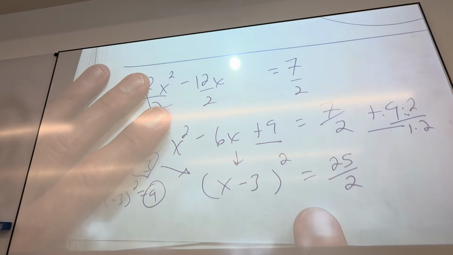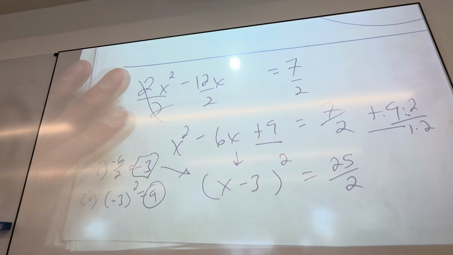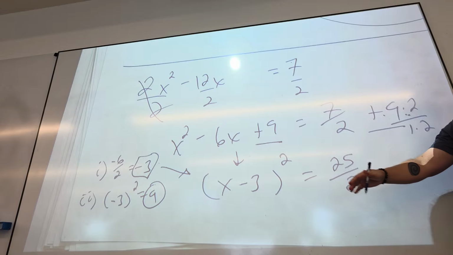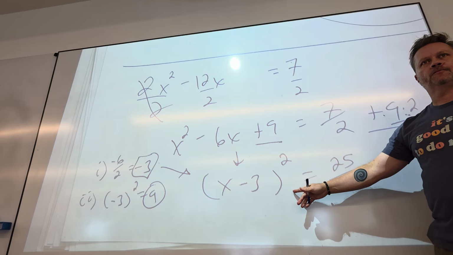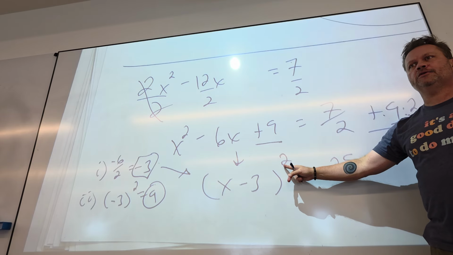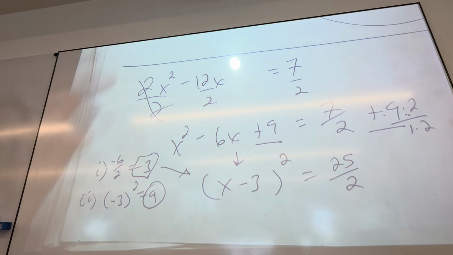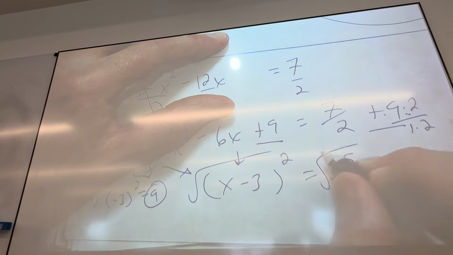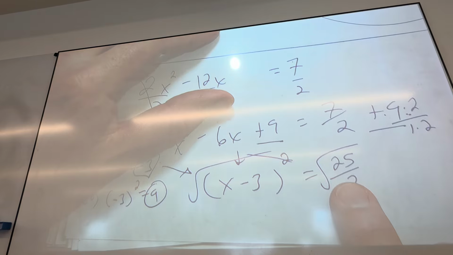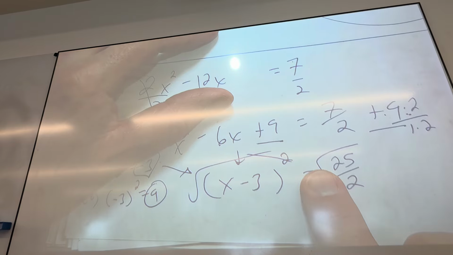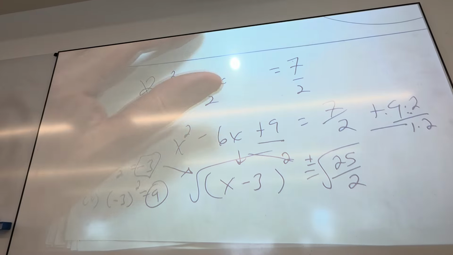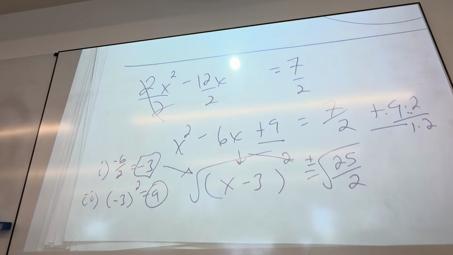Because now what can I do? What's the whole purpose of this? Why did we do any of this? What can I do now? Square root. I can kill that square and my x can be free. I just put a square root. What should I put? Plus or minus. You got to make that second nature. If you put a square root in an equation that wasn't there before, you got to put a plus or minus.